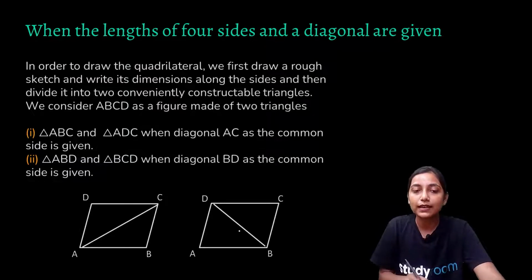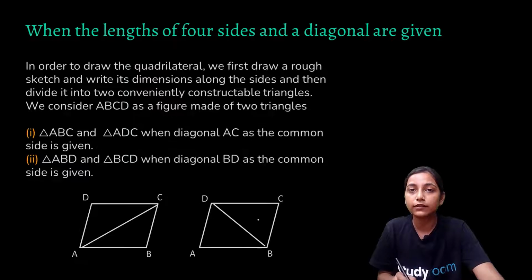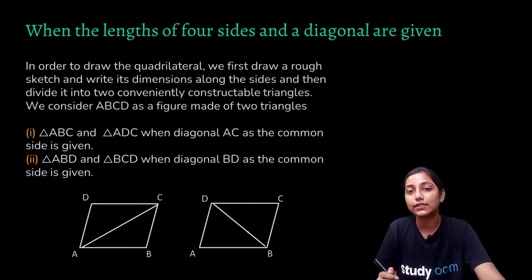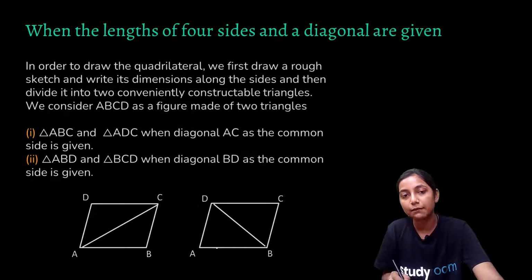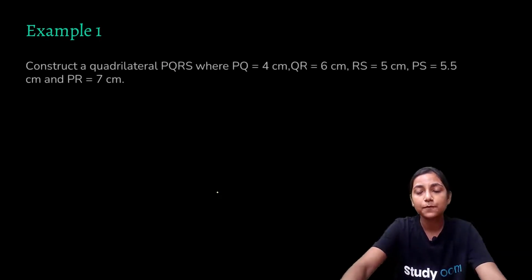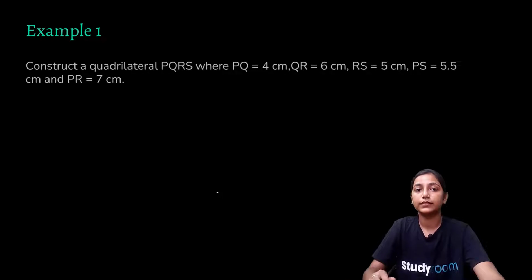So we begin like this: we have a quadrilateral, four sides are given and one diagonal is given. We first divide it into two conveniently constructible triangles. For example, if AC is given as a diagonal, the two constructible triangles are ABC and ADC. If diagonal BD is given, the two triangles are ABD and BCD. Now let's do an example.